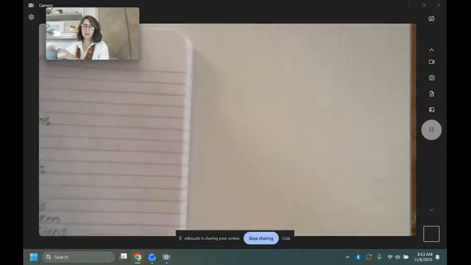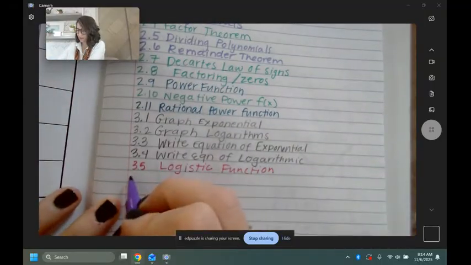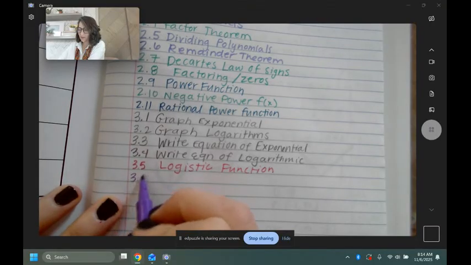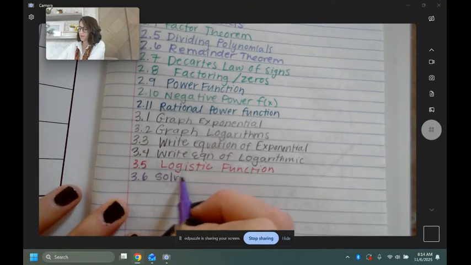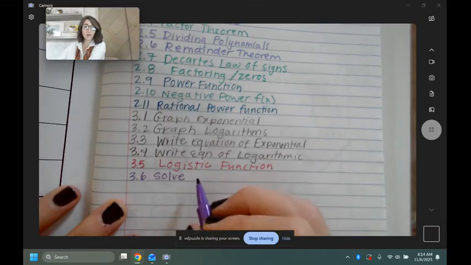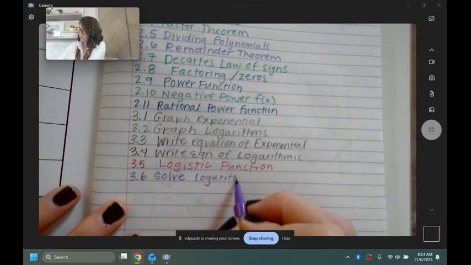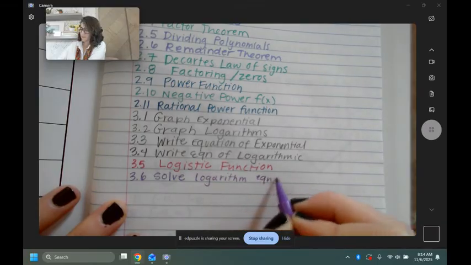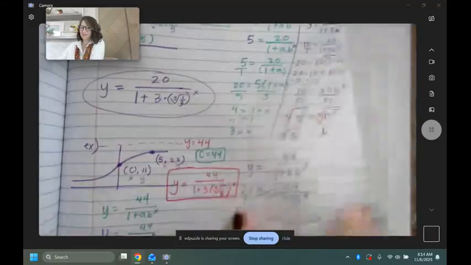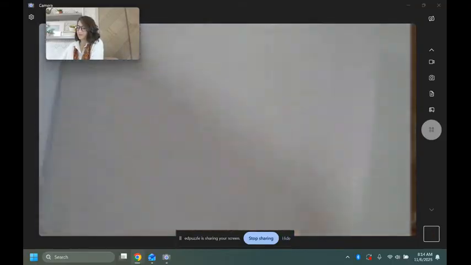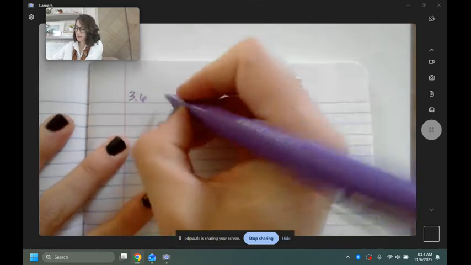We are going to be doing some solving this week, solving with all of these things that we've learned. Today we're going to solve equations involving logarithms. Equations. All right. 3.6.